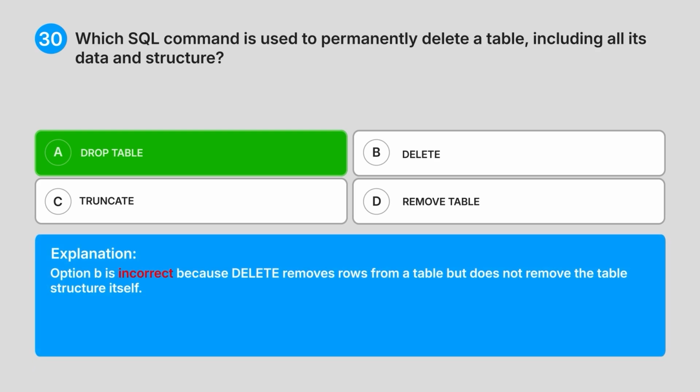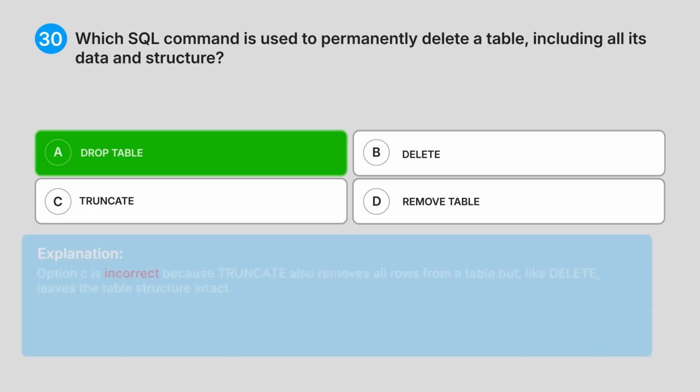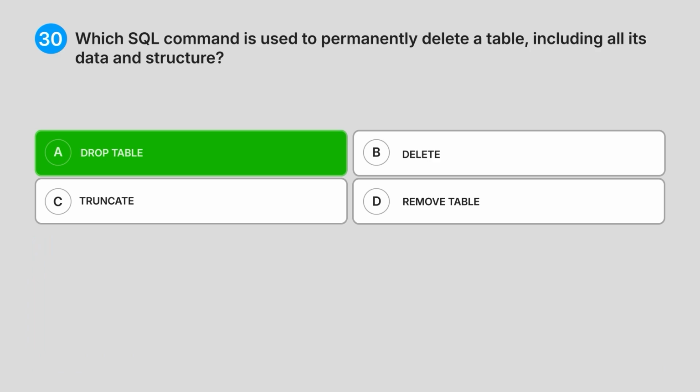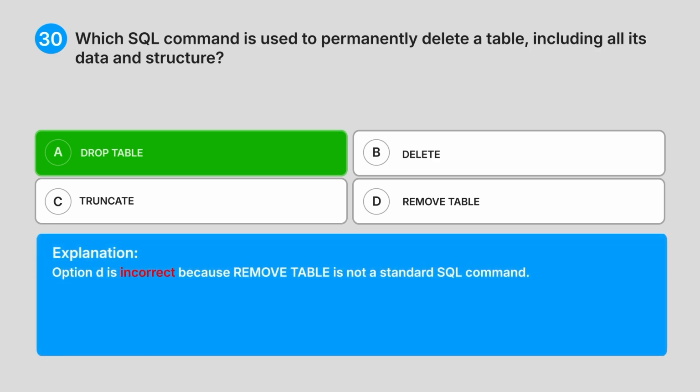Option B is incorrect because DELETE removes rows from a table, but does not remove the table structure itself. Option C is incorrect because TRUNCATE also removes all rows from a table, but, like DELETE, leaves the table structure intact. Option D is incorrect because REMOVE TABLE is not a standard SQL command.